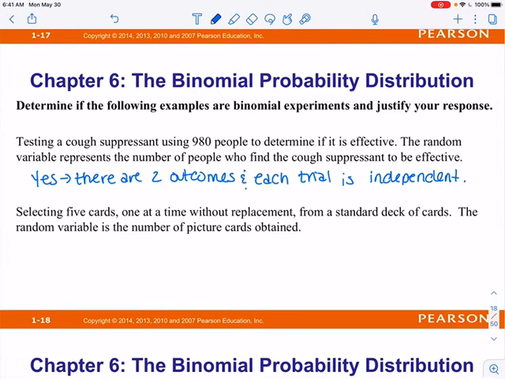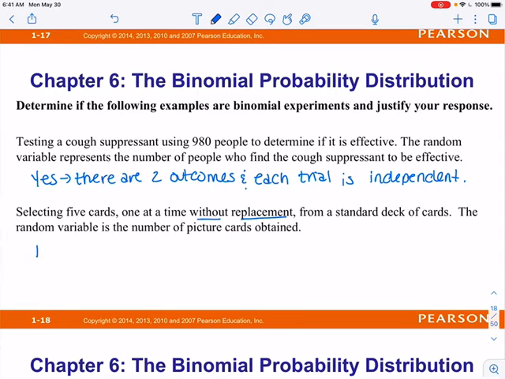Okay, and the last one is selecting 5 cards one at a time without replacement. Those are the key words right there, without replacement, from a standard deck of cards. The random variable is the number of picture cards that you obtain. Okay, this is not a binomial experiment because, again, if you draw 1 picture card and you have it in your grubby little paw, the next time you go to draw a picture card from that deck of cards, the probability of success has changed because you are holding one of those cards in your hand.